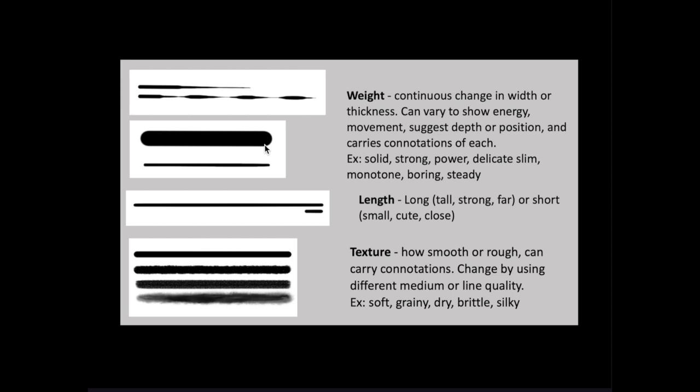Okay, so this could be like a thick line weight and a thin line weight. This one is a sort of an oscillating line weight. It goes back and forth. Length, a long line may be tall or strong or far, whereas a little line may be short and cute, close. Then the texture of the line. So how smooth or rough can carry connotations. Change by using different mediums or line quality, soft, grainy, brittle, sort of a silky line here, depending on what the paper is that you're using, perhaps.